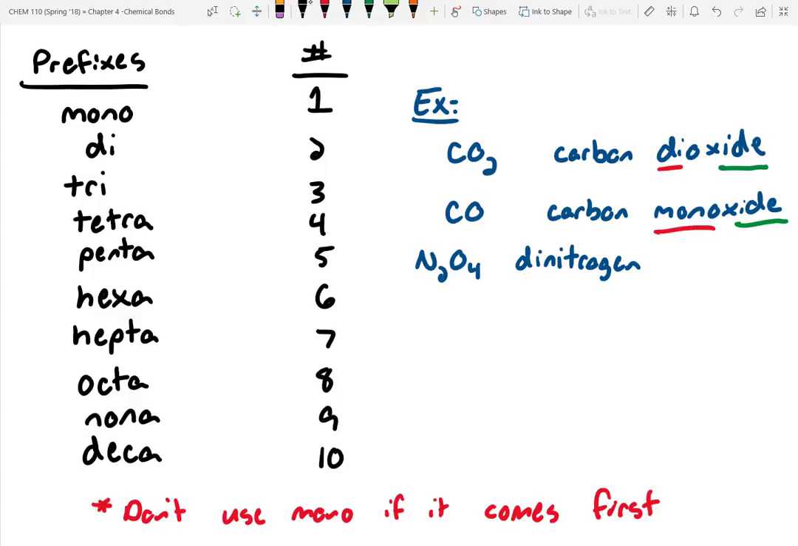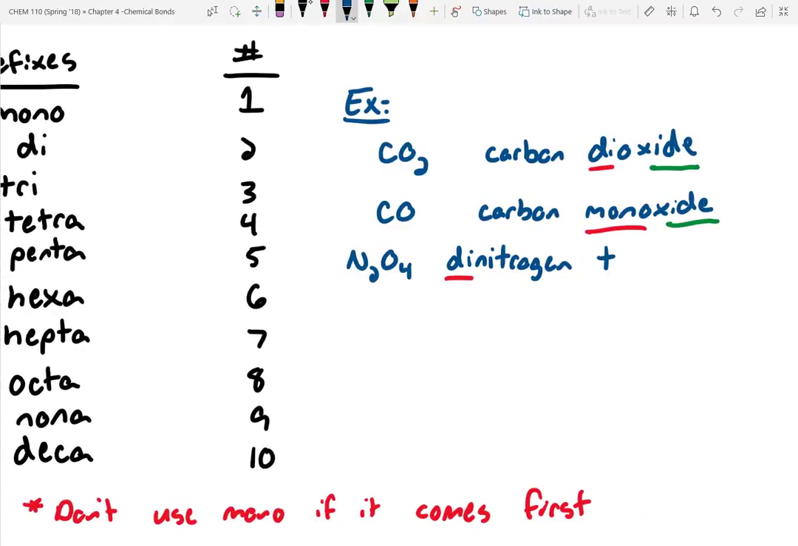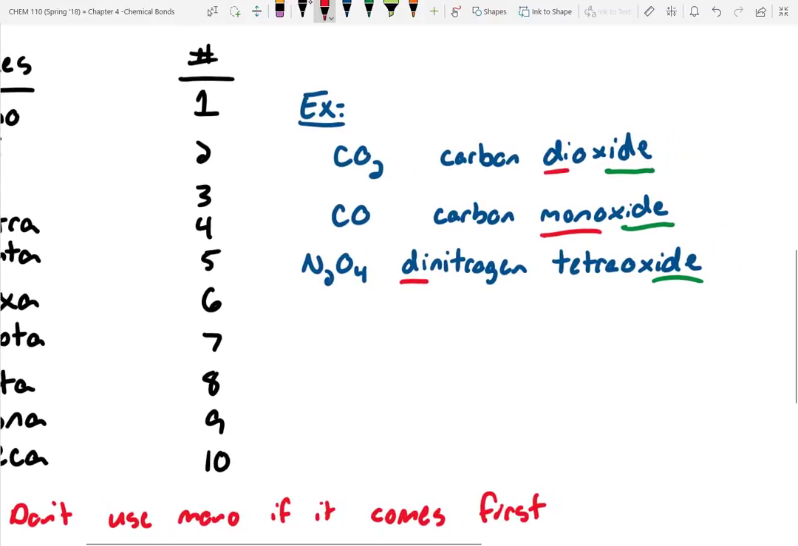And then what would the last part be? Tetraoxide. So we've got the IDE suffix still, and we've thrown in a tetra. If you notice with the carbon dioxide and carbon monoxide, we didn't say monocarbon dioxide because that would have put mono first. It's redundant. You don't need to include that. If you don't see mono for your first one, it's implied that there's only one.